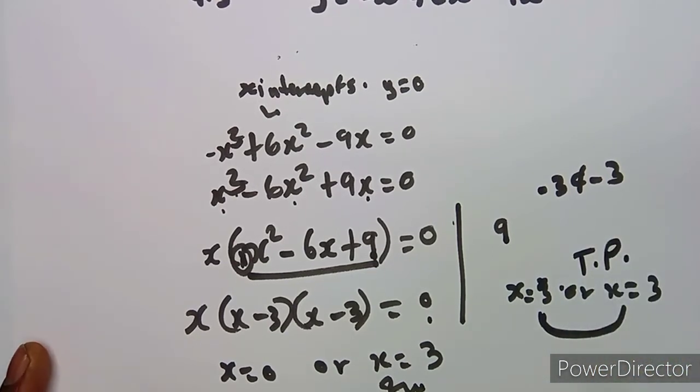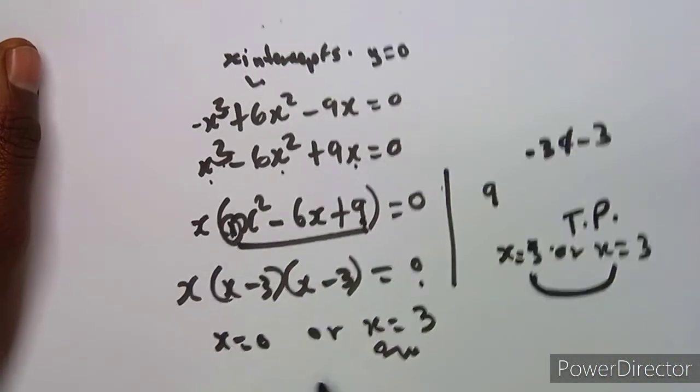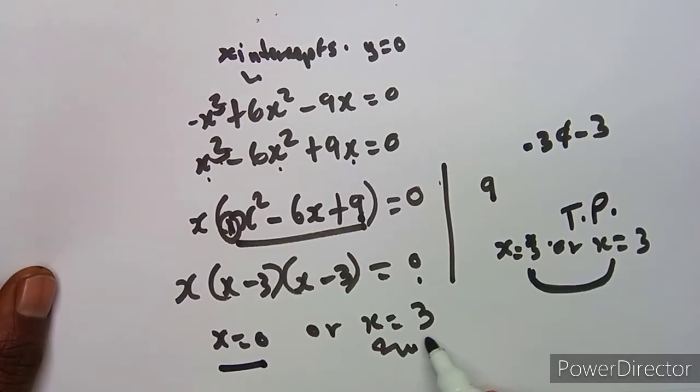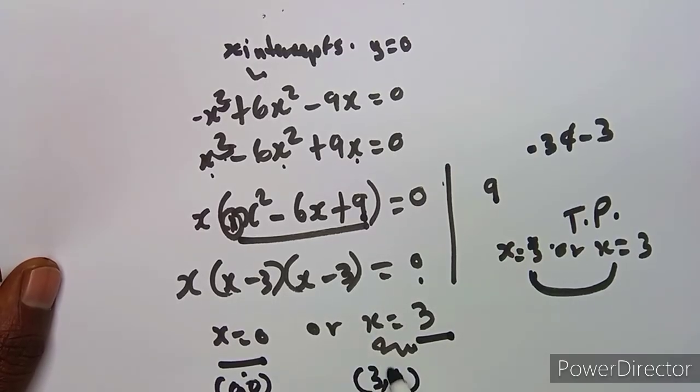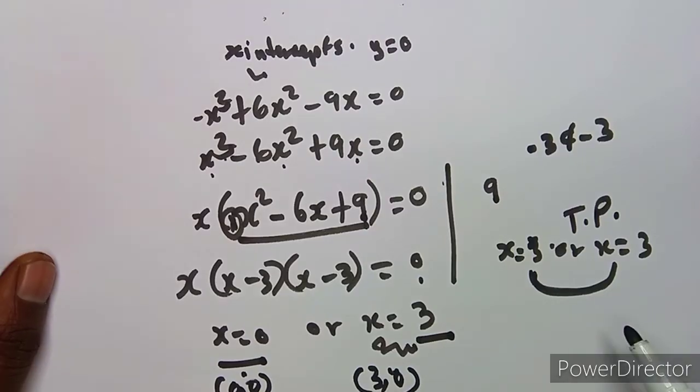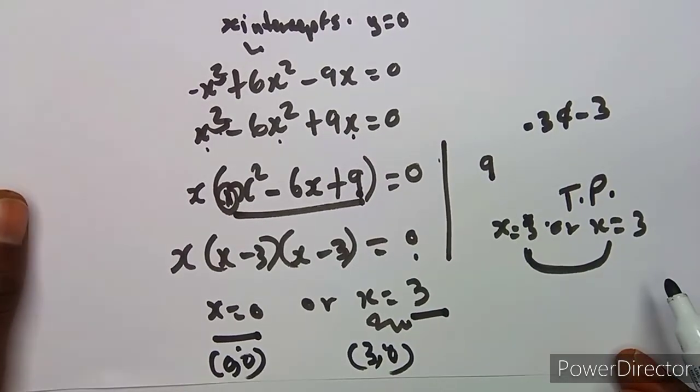We shall talk about that one later on, but these are the x-intercepts at x is equal to 0 and x is equal to 3, and at that point y is equal to 0. So we just have (0, 0) and (3, 0), just like that. Okay, so let's just leave it at this moment, then we move on.